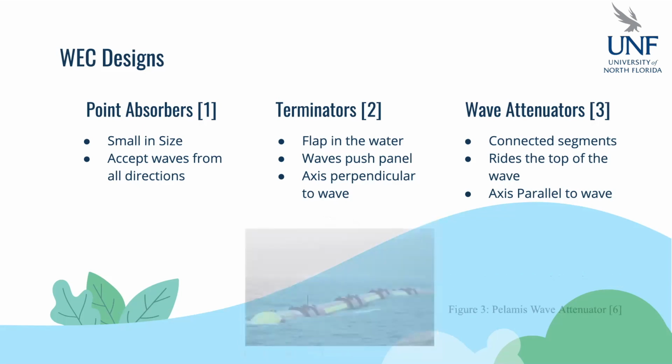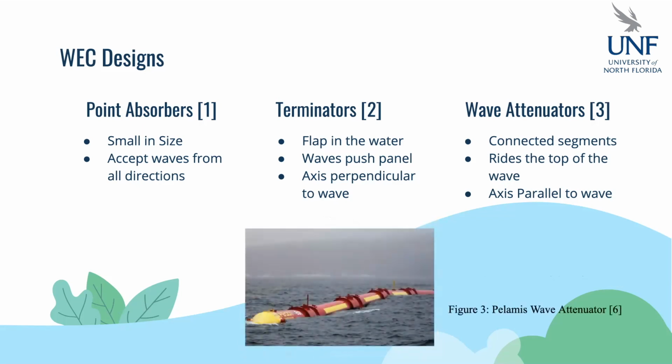The third type of wave energy converter is a wave attenuator. Wave attenuators are connected in segments, and they kind of ride on the top of a wave, and it looks a bit like a snake, so to speak. And so it moves with the crests and troughs and wiggles like a big chain. And in those joints, that's where we capture the energy. And the key thing with wave attenuators is that their axis is parallel to the wave. The wave direction moves along the length of the wave attenuator.